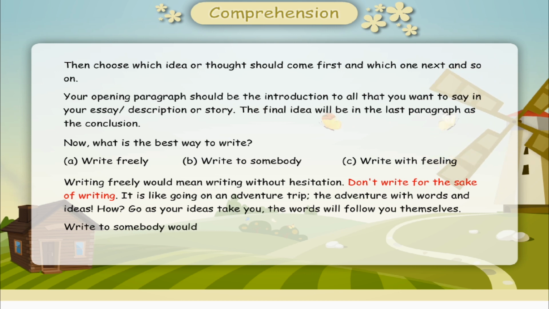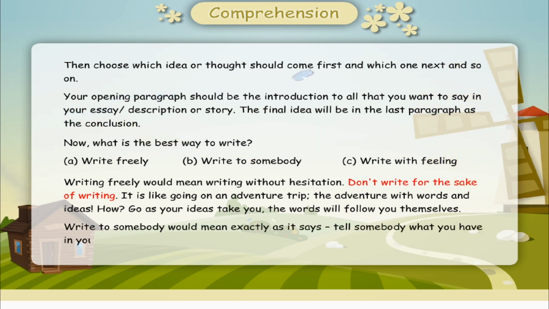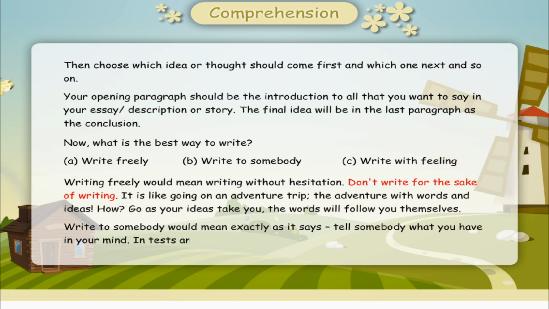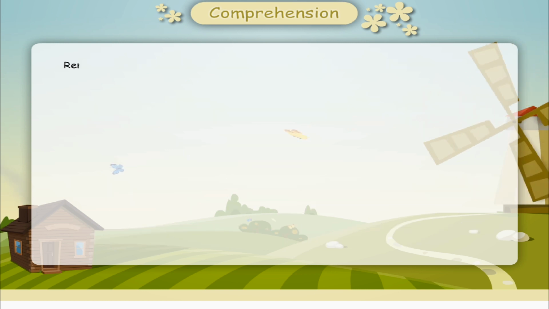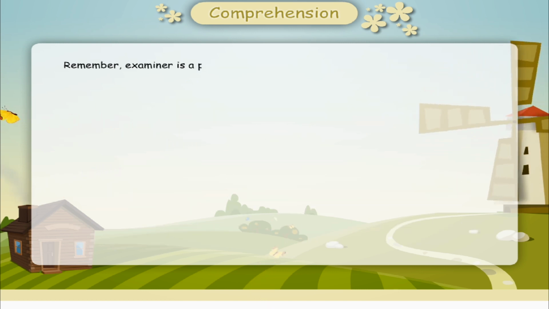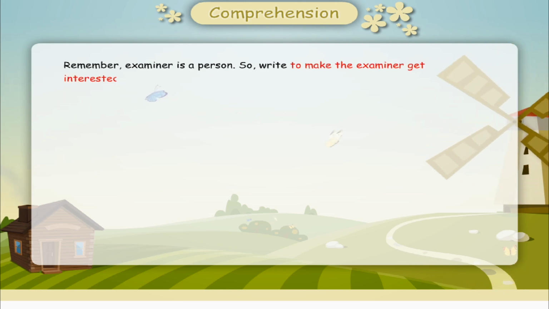Write to somebody would mean exactly as it says. Tell somebody what you have in your mind. In tests and examinations, you are writing to an examiner. Remember, examiner is a person. So write to make the examiner get interested.